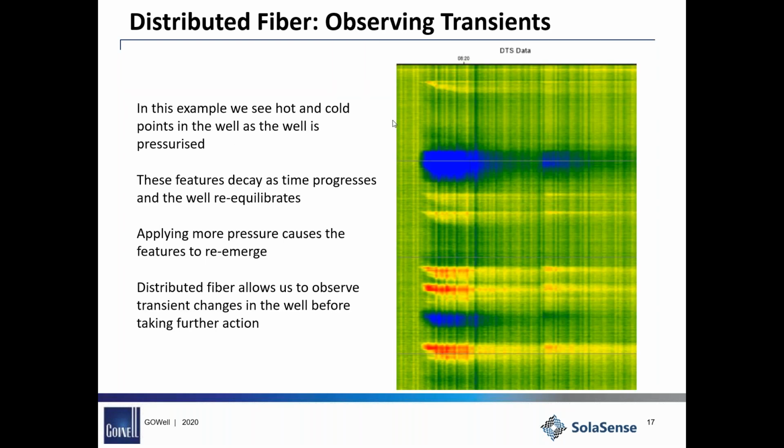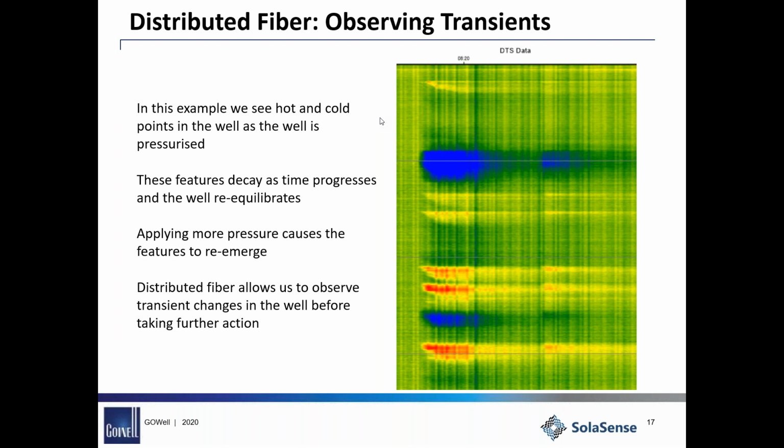And then transients. So the ability to make a change in a well and observe that change having effect on the well, and observe the decay away of that over a period of time before inducing another change. So here we've pressurized up a volume and caused this temperature signal, and we've held that pressure, waited for that to decay away, and then stepped up the pressure again to create another signal later on in the survey.